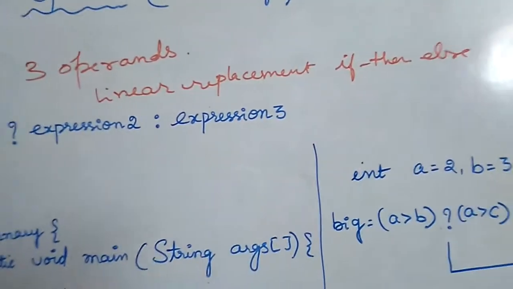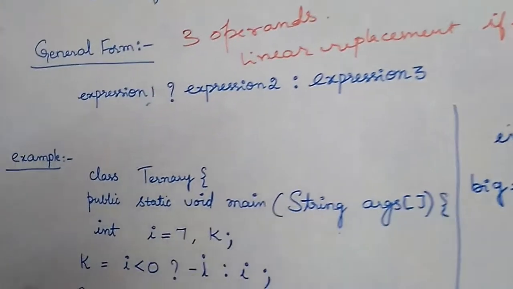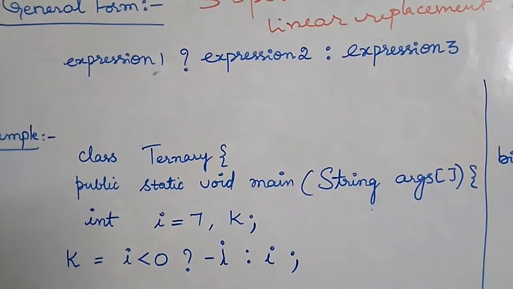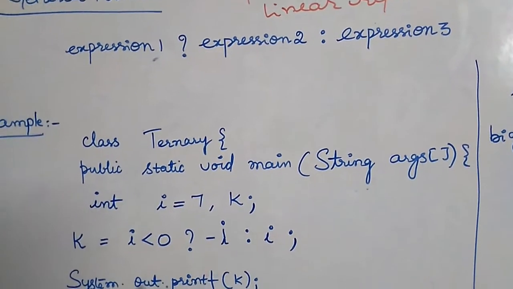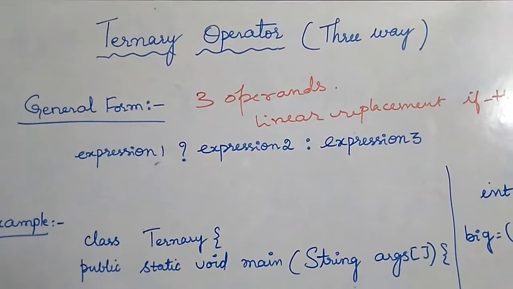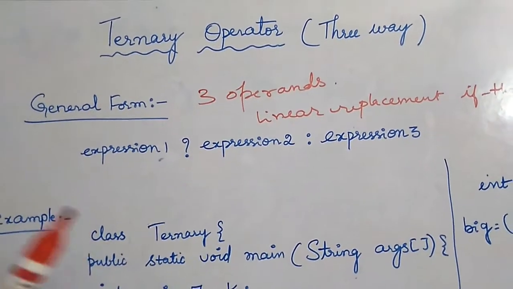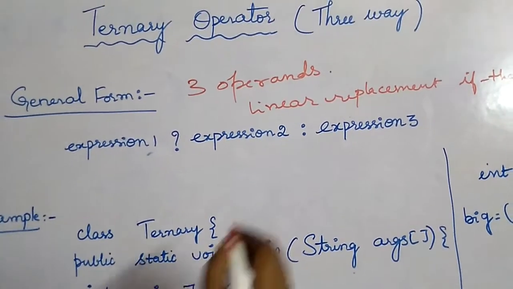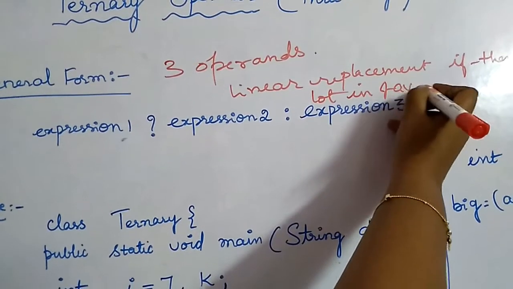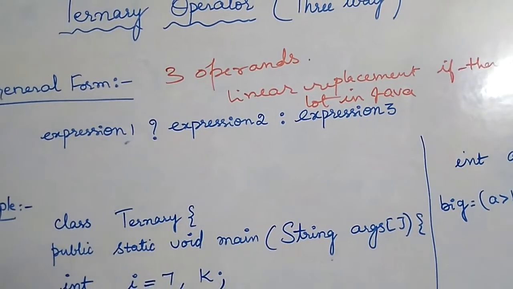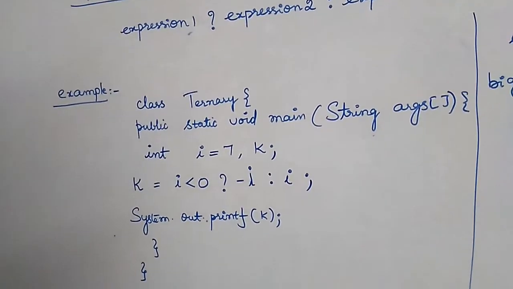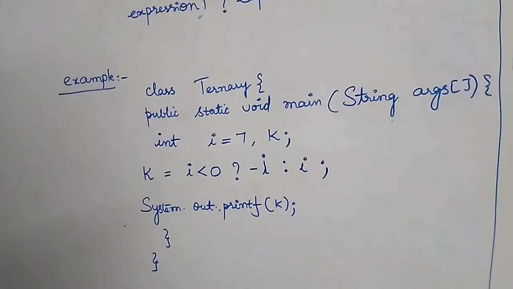Since we are writing it in a linear format, it is very easy to understand your logic, and it will take less space. It is also the shorthand of writing if then else and switch conditions. This is very handy and used a lot in Java programming. If you understand how to write this, it will be very helpful to solve big logics, big problems.